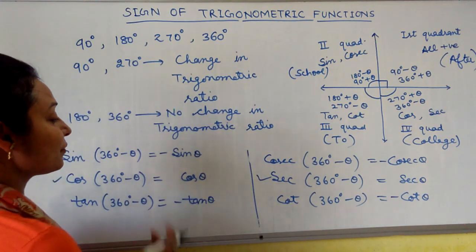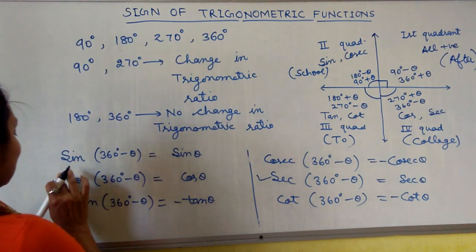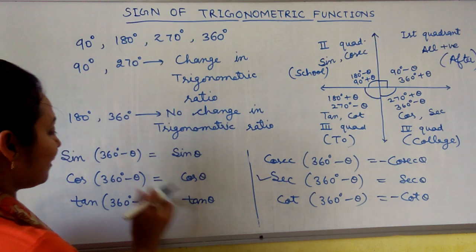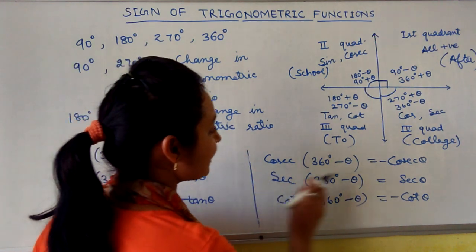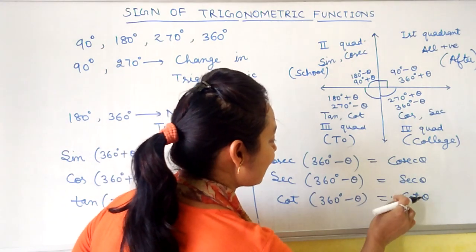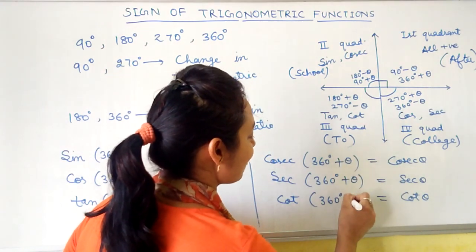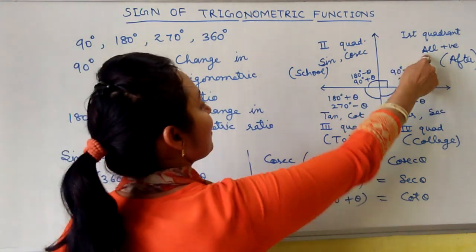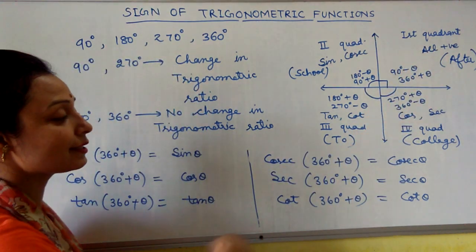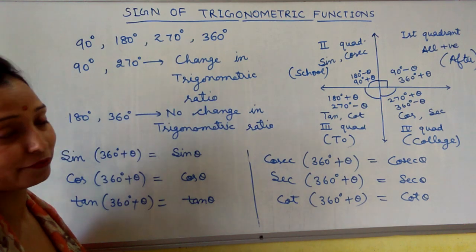Last we have one type, that is 360 plus theta. So I will talk about 360 plus theta. 360 plus theta lies in the first quadrant. That means all are positive in this quadrant. So all the trigonometric ratios are positive.